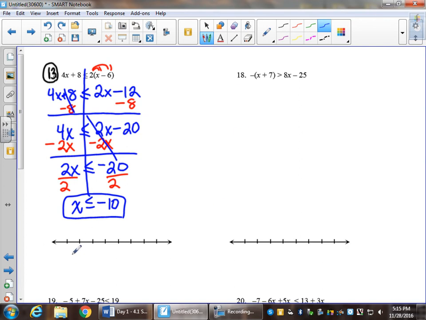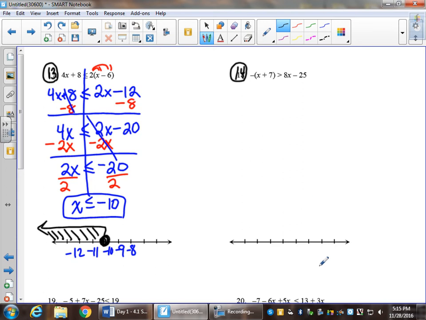Let's get some numbers on the number line. Negative 12, negative 11, negative 10, negative 9, negative 8. Open or closed on negative 10? I have an or equal to, so it's closed. Left or right? Less than is left. This is 14.